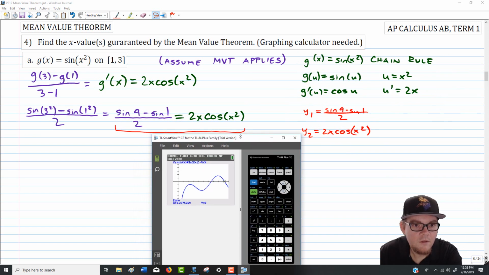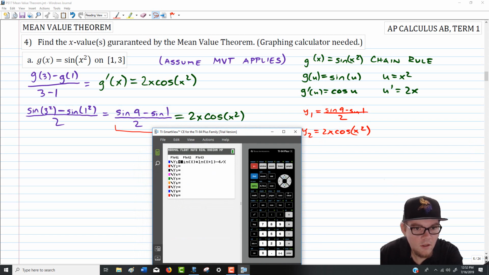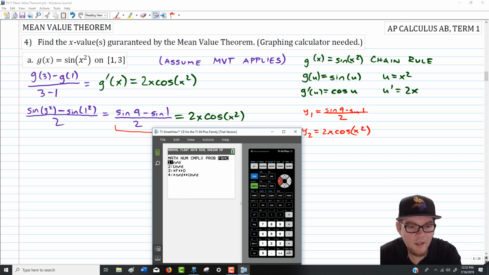Okay. So we're looking at our calculator here. Let's punch this in. So I want to put in the average rate of change first. I'm going to go into the fraction button. Otherwise, you just have to use parentheses carefully. I'm going to put it as my numerator as sine of 9 minus sine of 1. And all of that is over 3 minus 1, also known as 2.